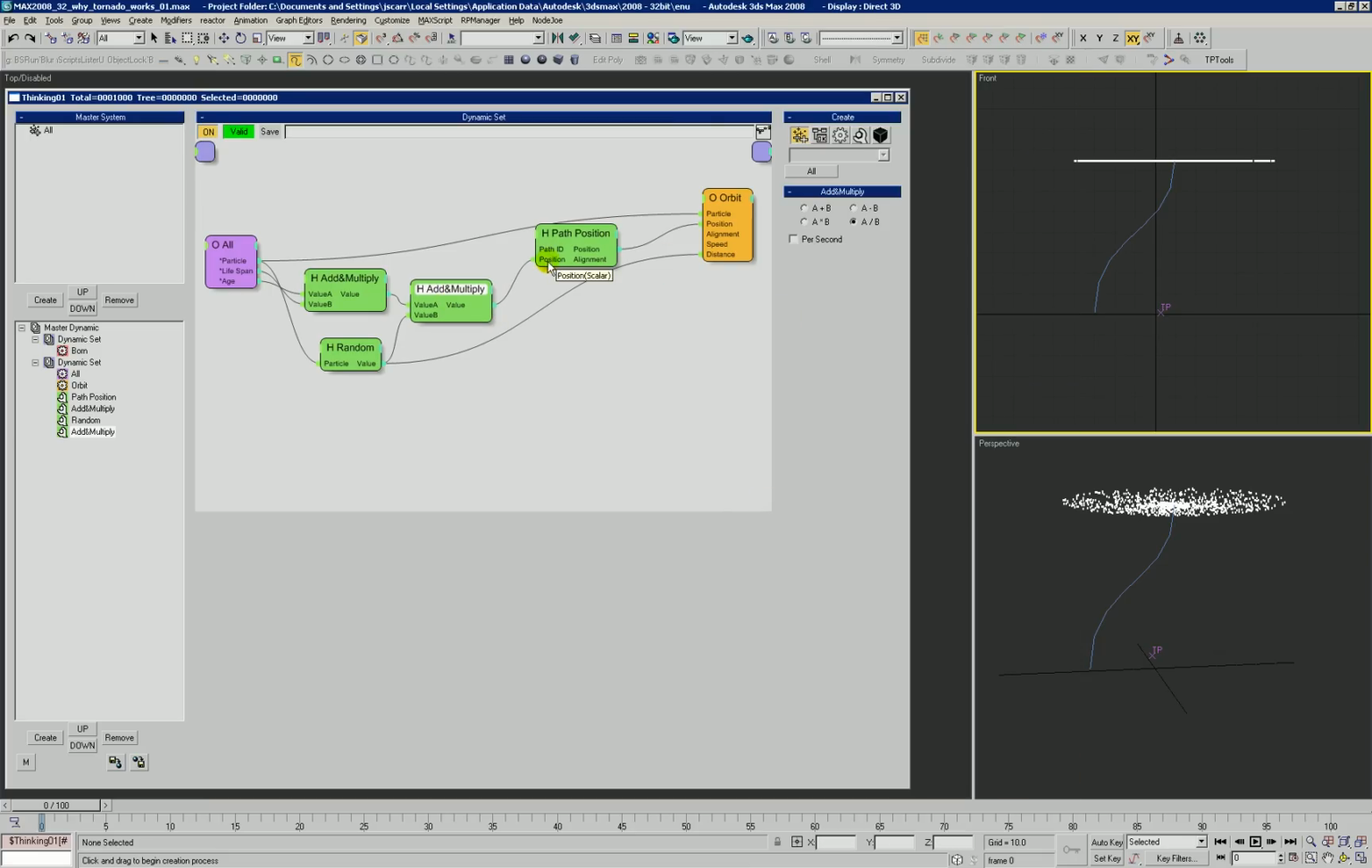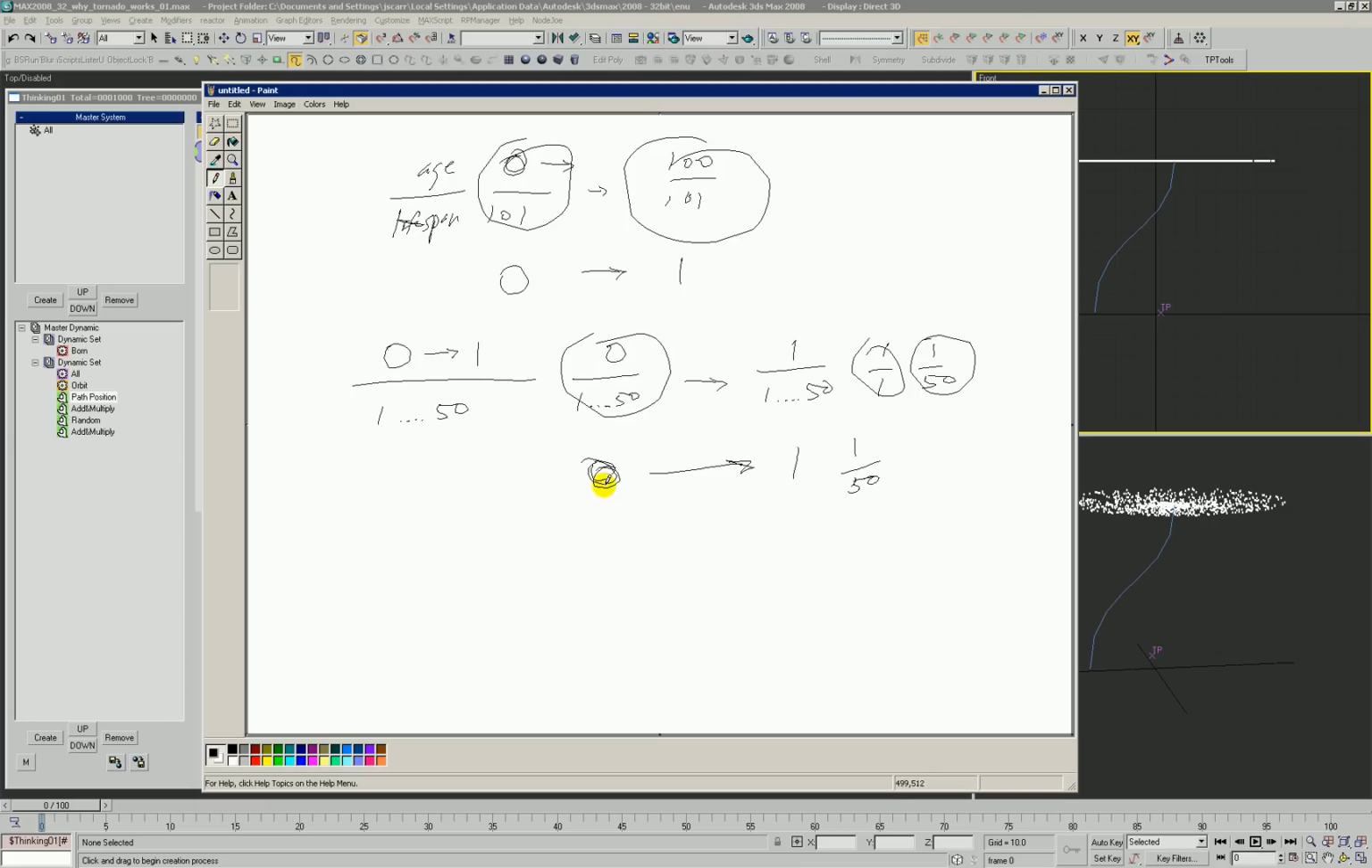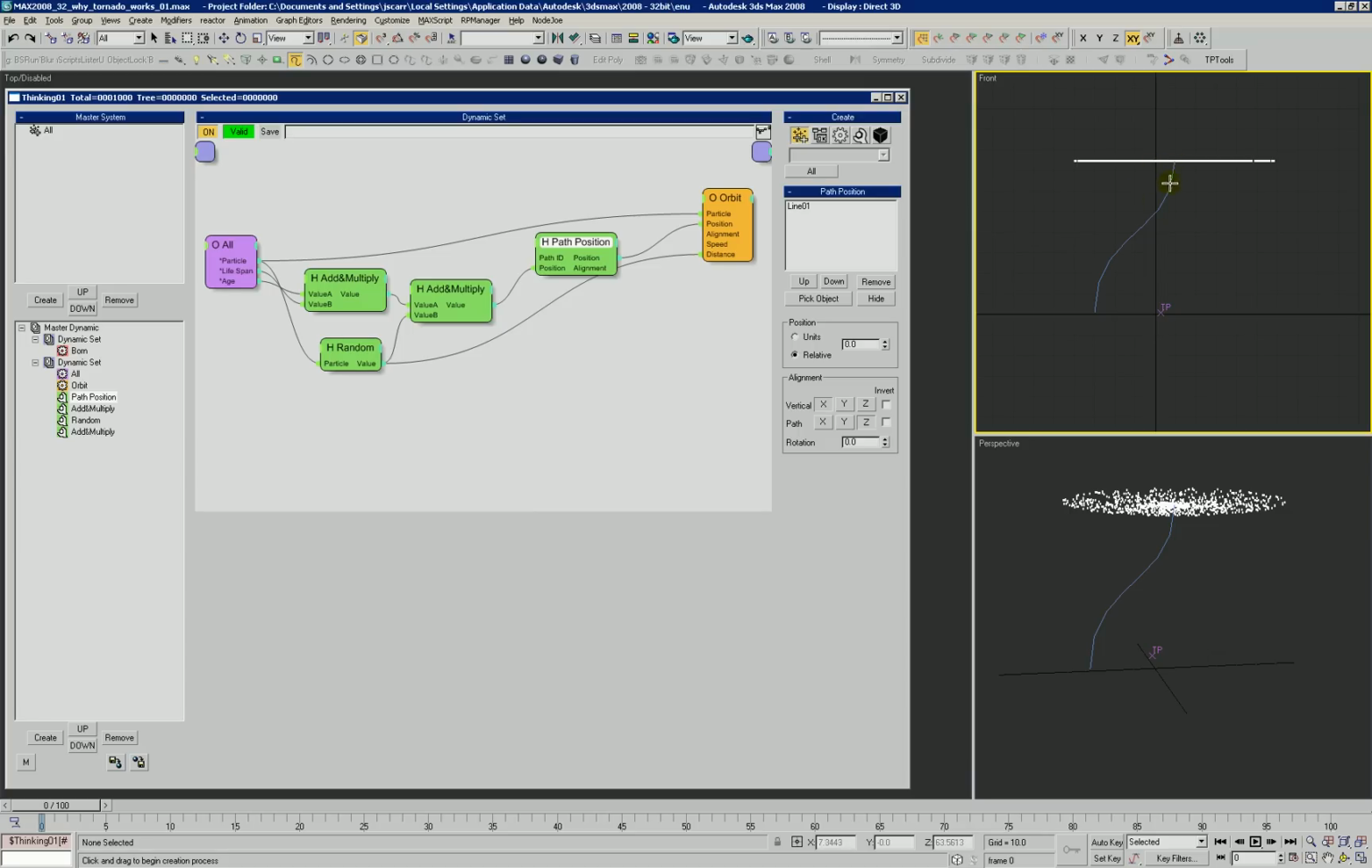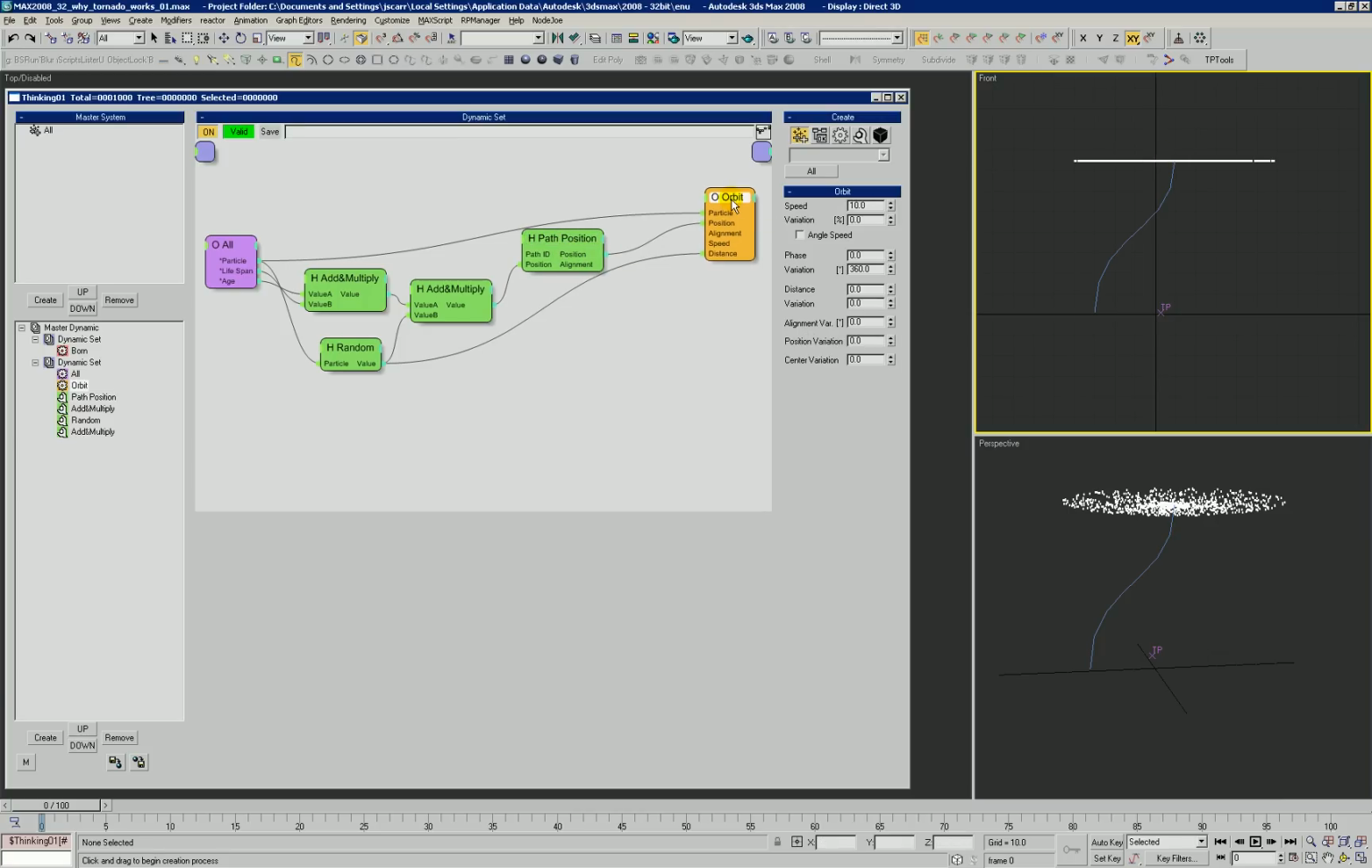And so that's what's being fed into this position. This path position takes this path. It's set to relative, so it's going to be looking for a value somewhere between 0 and 1. That value is being determined by this position. So the position being fed in is going to be anywhere from 0 at the beginning toward either 1 or 1/50. So if it's 1, it's going to be way down here, because this is the start of the path up here. This is the 0 index. So the path position now gets fed out into the orbit position.